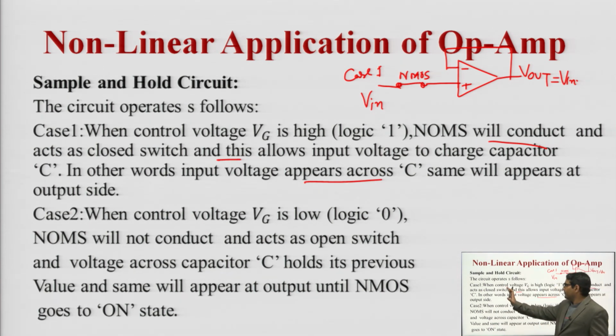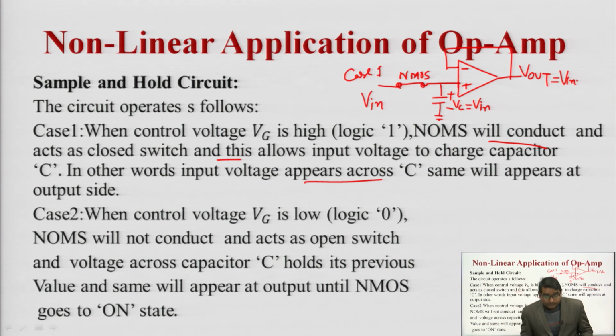Case first is when the control voltage is high. NMOS will conduct and act as a closed switch, and this allows the input voltage to charge the capacitor. In other words, the input voltage appears across C and the same will appear at the output voltage. If you consider the VC, this will be the Vin and the same voltage appears at the output side.